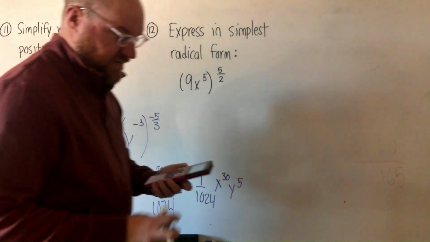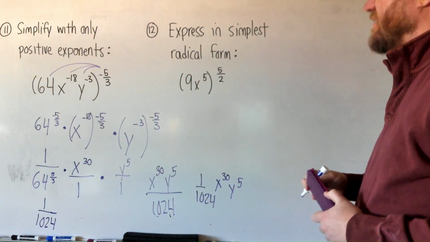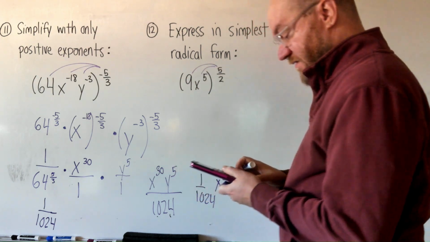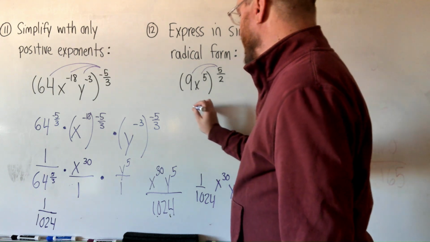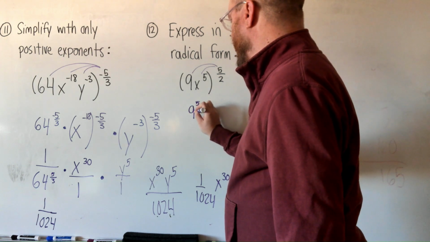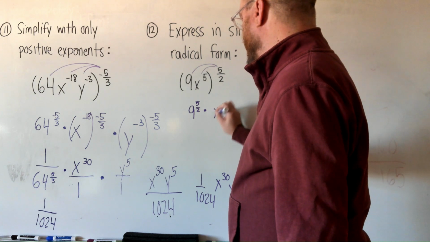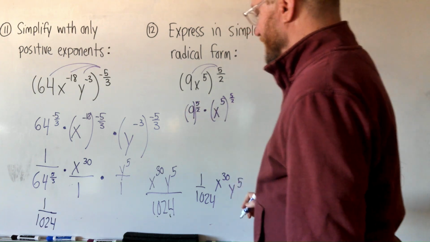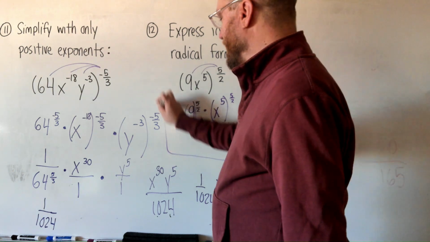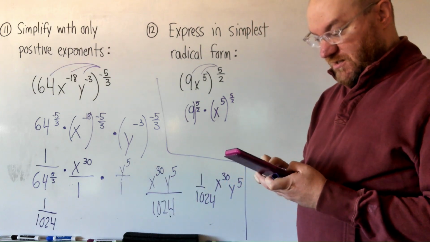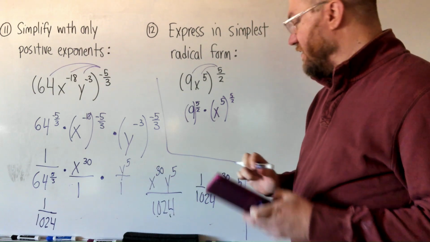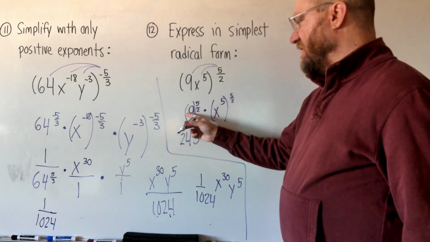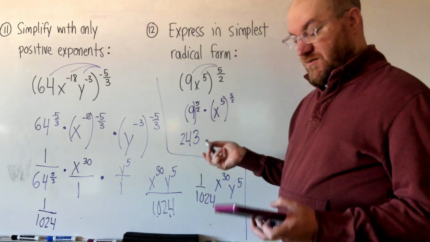All right, and the last question for today is number 12, expressed in simplest radical form. So just like this one, we're going to make sure everything in the parenthesis gets raised to the 5/2. So we're going to do 9 to the 5/2 times x to the 5 to the 5/2. I guess just for consistency, I will put that in parentheses. All right, 9 to the 5/2. Let's check on our calculator, see if that works out to be a nice number. It does. It's 243. That must be 9 to the 5th power, and then square rooted works out to 243.